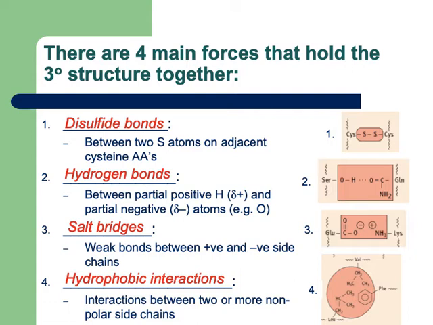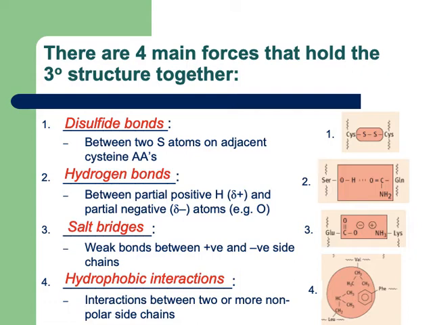So hydrogen bonds and salt bridges are interactions between poles, and they're polar, but hydrophobic interactions are interactions between two or more non-polar side chains. So the disulfide bonds are covalent. The hydrogen bond and the salt bridges, as well as the hydrophobic forces, are non-covalent. So a salt is formed by the neutralization reaction between acids and bases, and that's what we see there.